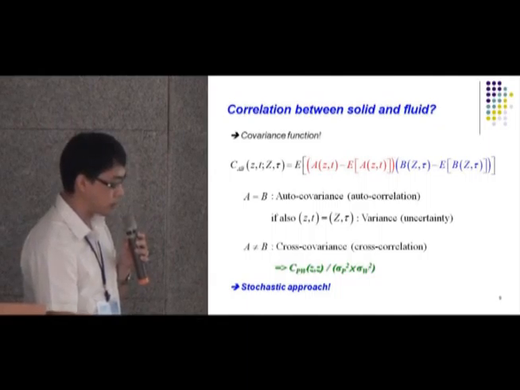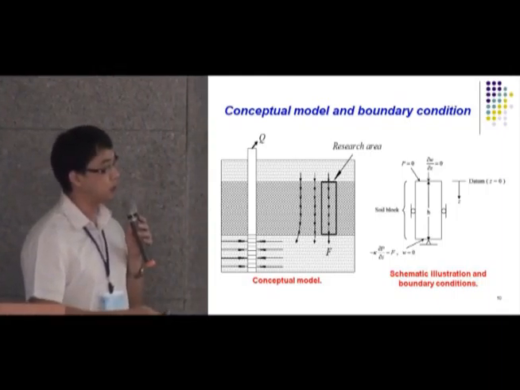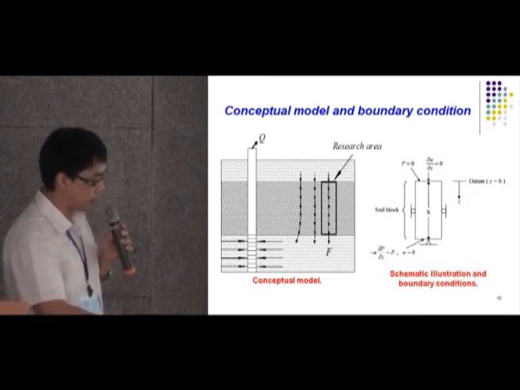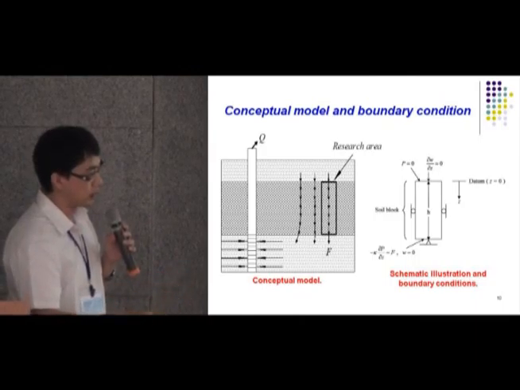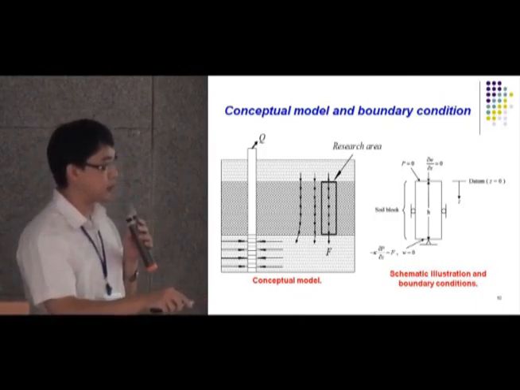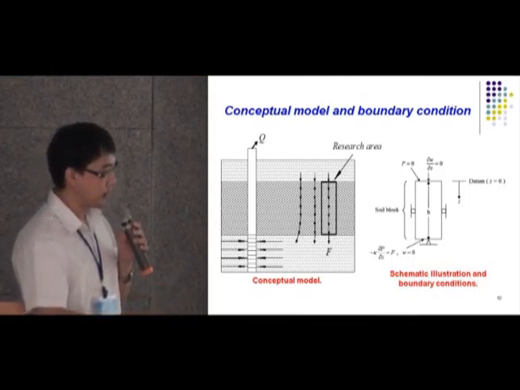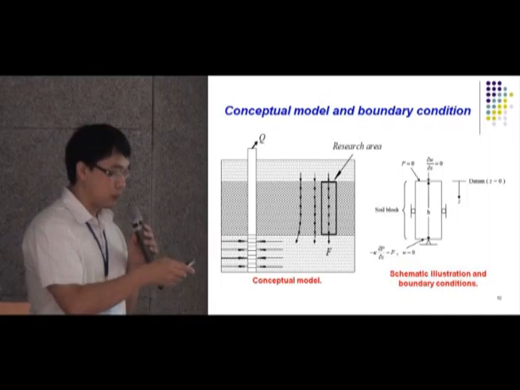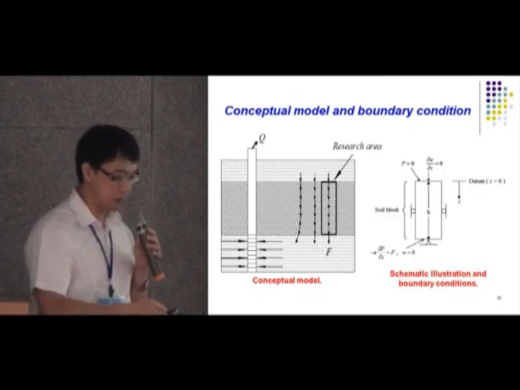So we introduce the stochastic approach. And let's go back to the conceptual model. This is the pumping well here. It is pumping groundwater from the aquifer, and we focus on this area for a one-dimensional case. We set up the boundary at the top to be the free drainage condition and the free deformation condition. And at the bottom, we have a no-discharge condition and a fixed displacement. And we set the top boundary to be z equals 0, and z increases with depth.